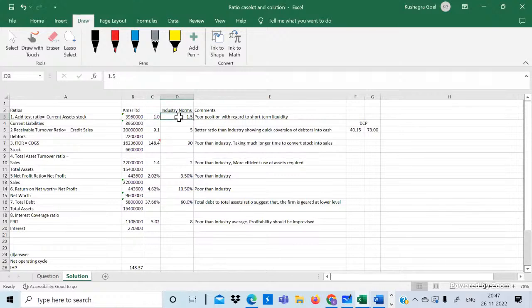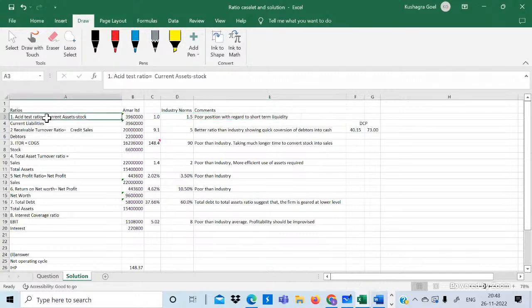When I compare it to the industry norm, which is 1.5, it means compared to the industry, compared to my peers, I have some liquidity issues. There could be a cash crunch. I may default. I'm not saying that you will default, but you could have some short-term liquidity issues. So you are lagging behind as far as your peers are concerned.